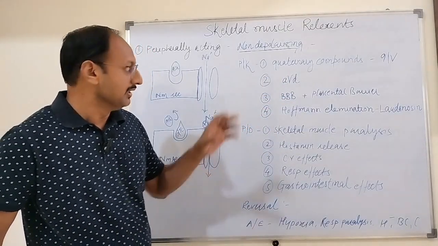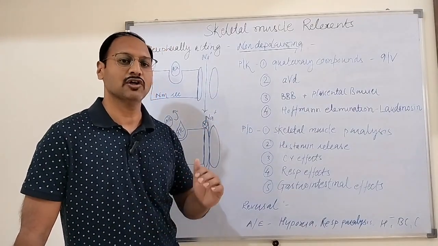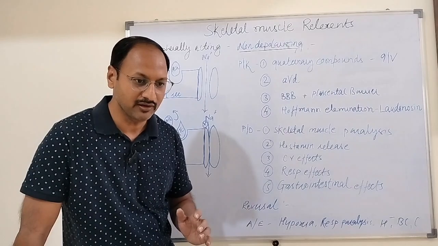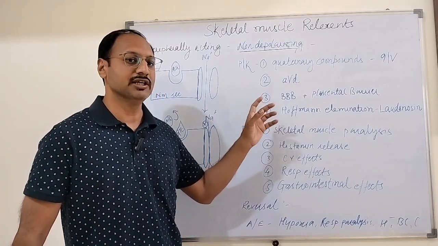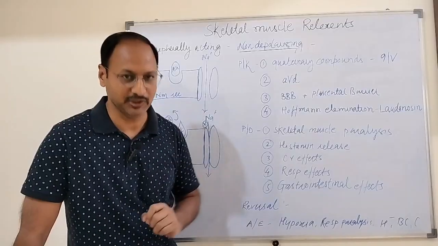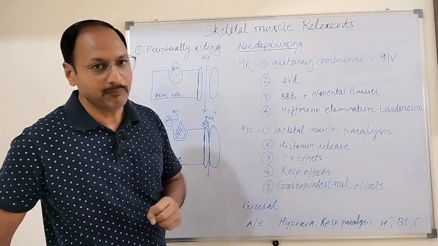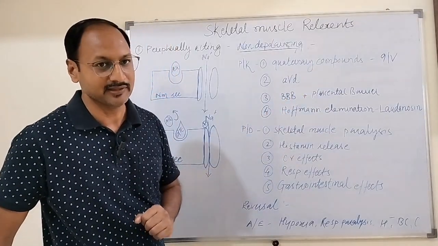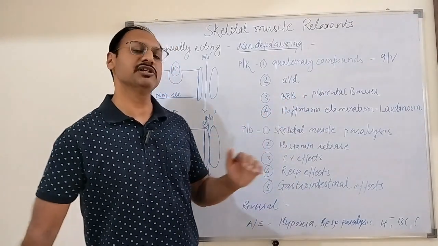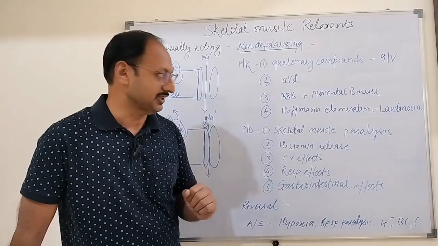Number three, these drugs do not cross the blood-brain barrier. Therefore, they do not have any CNS toxicity except atracurium. Because these are quaternary compounds, they also do not cross the placental barrier. Therefore, these drugs can be successfully used during cesarean section.